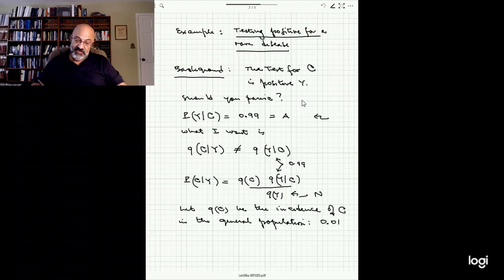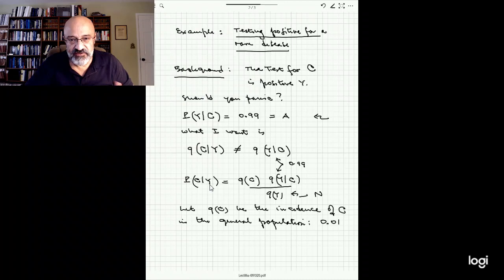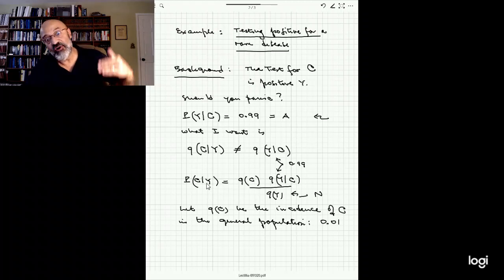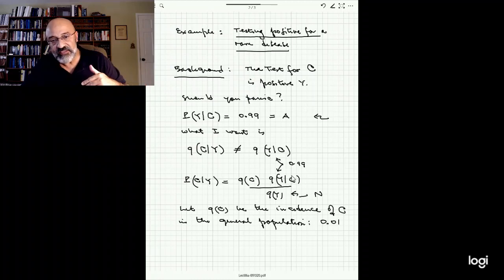It's not 0.99. Here on this side you have 0.99. On that side you have 1/2. So does that mean that the test is useless? No, the test is not useless at all. The probability went from 0.01, the probability of cancer, once you collect the test, all the way to 50%. So from 1% to 50%.